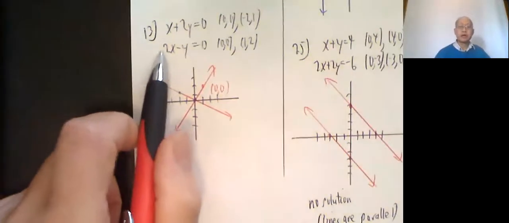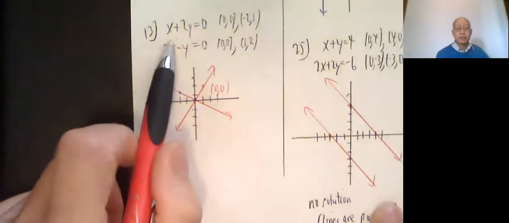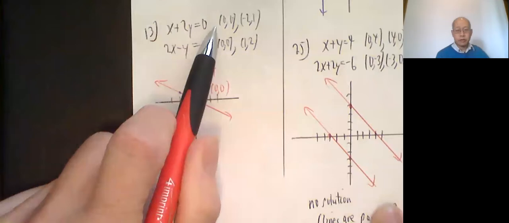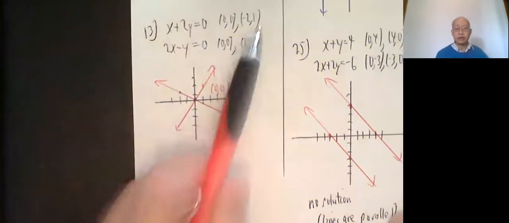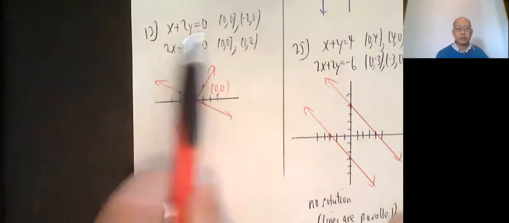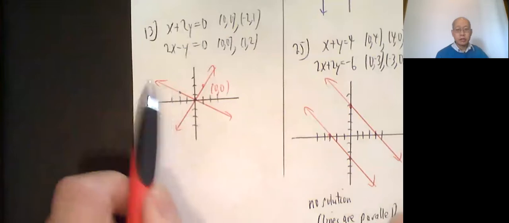Number 13, x plus 2y equals 0, 2x minus y equals 0. If I plug in x is 0, you get 2y equals 0, y equals 0, so it touches the origin. So I can't pick 0 anymore. I decided to pick 1 for y. I plug in 1, x plus 2 equals 0, so x is equal to negative 2. So negative 2, 1, and 0, 0. Draw that line.